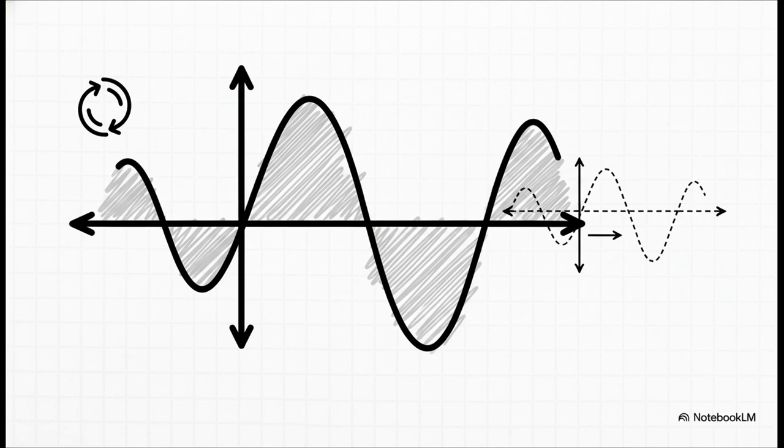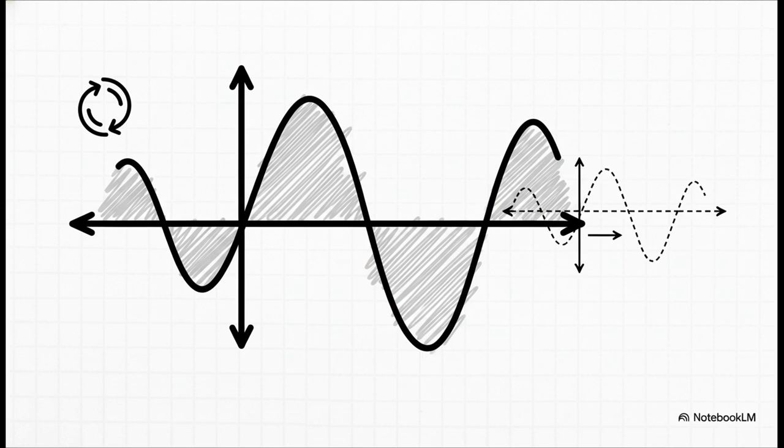That ym out front, that's just the amplitude. It's how tall the wave gets, its maximum height. Easy enough. k is the angular wave number, which is just a fancy way of talking about the wavelength. You know, how wide or stretched out one wave cycle is. Then you've got omega. That's the angular frequency, and it tells us how fast the wave is wiggling up and down.